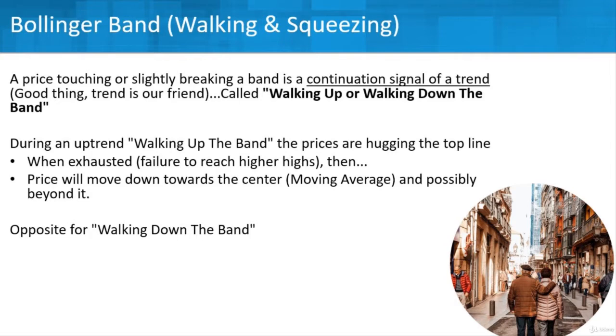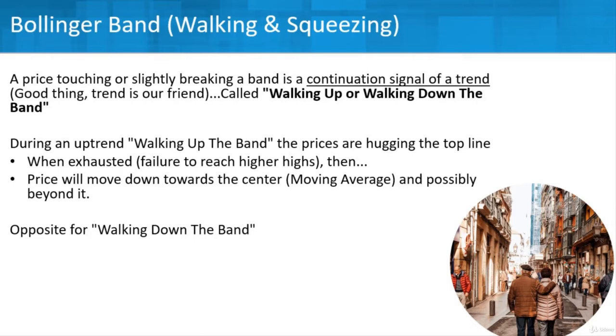A price touching or slightly breaking a band, like an upper or lower band, is a continuation signal of a trend. That's a good thing. Remember the classic phrase, the trend is our friend. We want to identify and know trends. When it's touching or slightly breaking the band, it's called walking up or walking down the upper and lower bands.